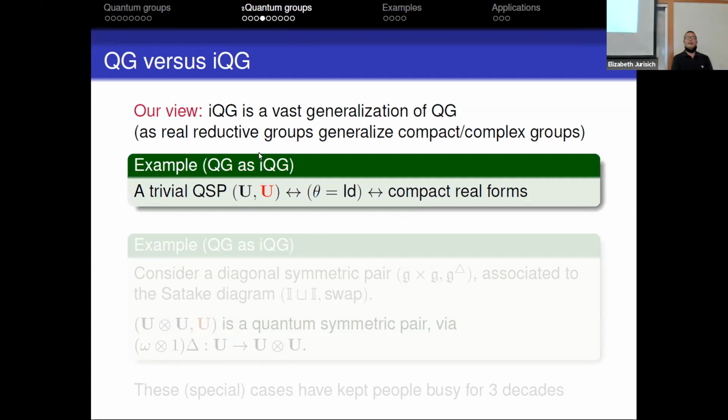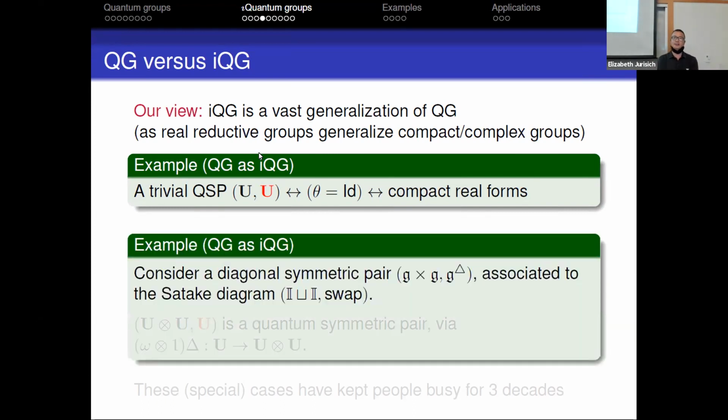There are two cases actually. The quantum group arises as an example of an iQuantum group. This case is totally trivial, but in the classification in terms of Satake diagrams or symmetric pairs, that corresponds to the case where the involution is the identity. This case in some later work is still not a trivial case.